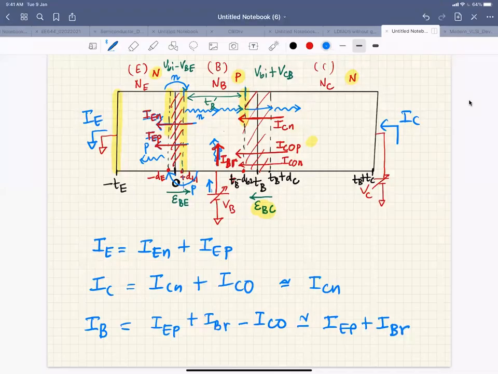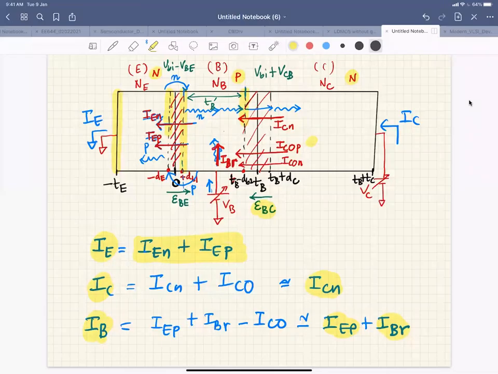If you see these equations here, your emitter current is because of the electrons injected from emitter to base and holes injected from base to emitter. Your IC is mostly because of how many electrons are collected after recombination. And your base current, from the diode point of view, has the holes injected from base to emitter, so this component will come in the base current, plus the recombination current, right?